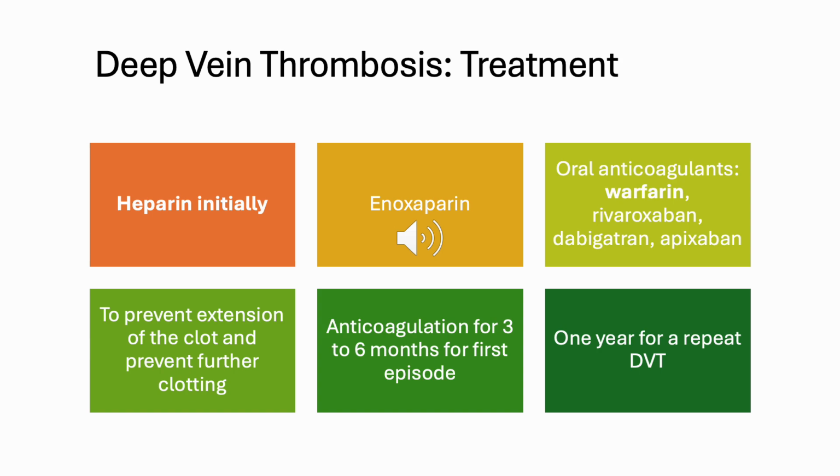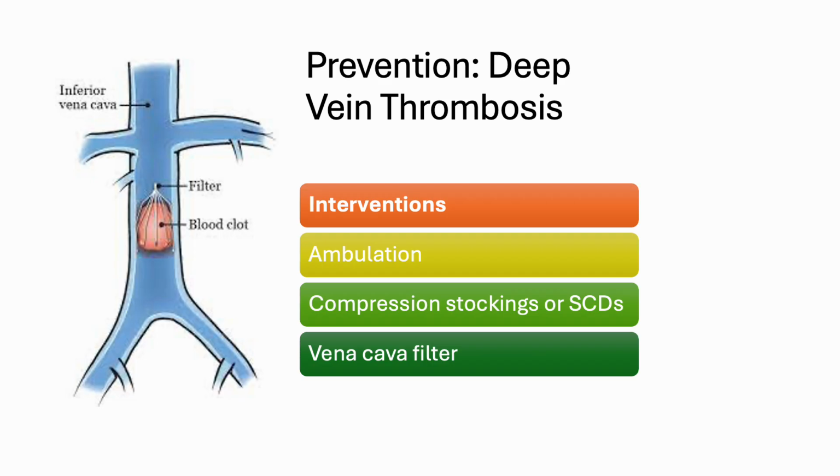And then to prevent the extension of the clot and further clotting, they will be on anticoagulation for 3 to 6 months if it's their first episode. If it's their second episode of a DVT, they will be on anticoagulants for 1 year. Okay, now the interventions for DVT are the same as when I talked about with PE.